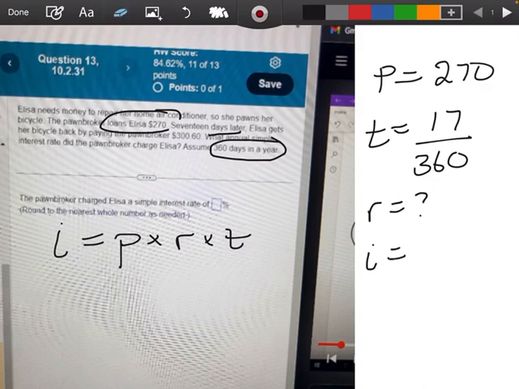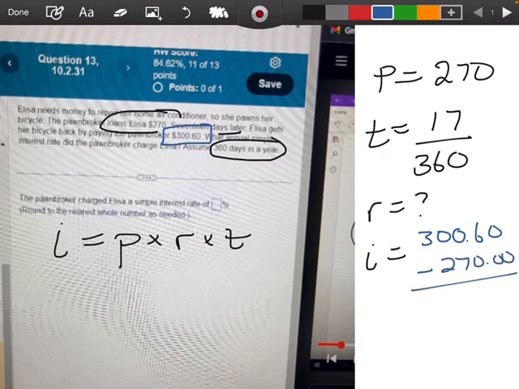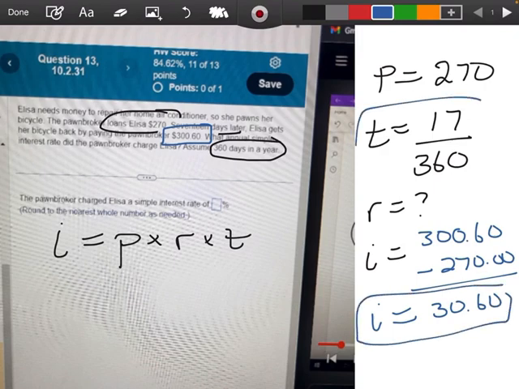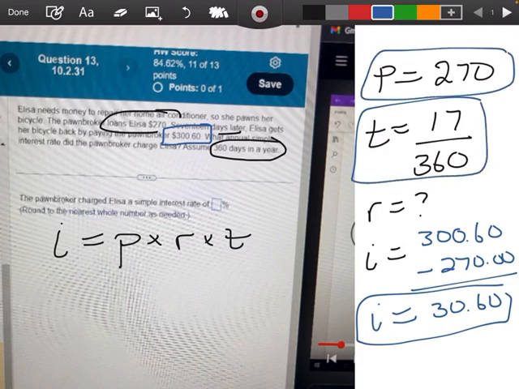Okay, now they told us that Elisa was able to get her bike back after paying $300.60. Okay, so we want to figure out the interest. We're going to take the $300.60, and we're going to subtract off the amount of money that they gave her to begin with, which was $270. So the additional amount of money that she paid was $30.60, okay? So now we know our interest, we know our time, we know our principal. What we're trying to find out, y'all, is the rate.